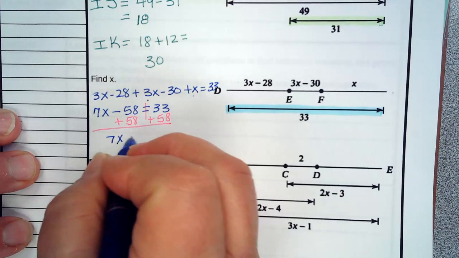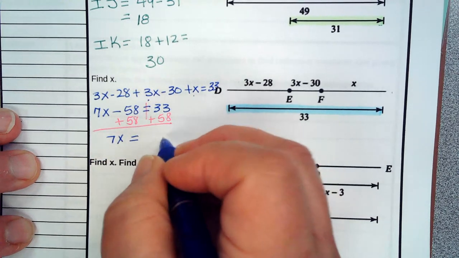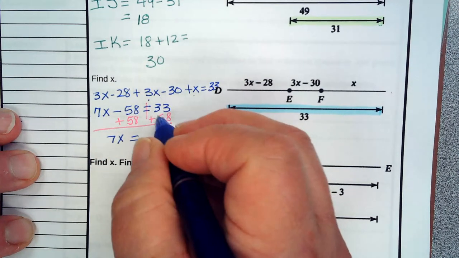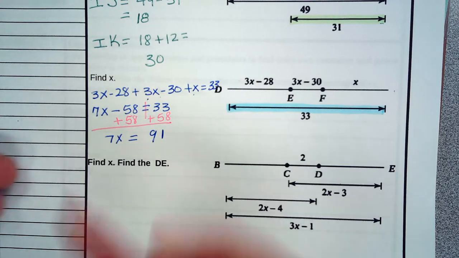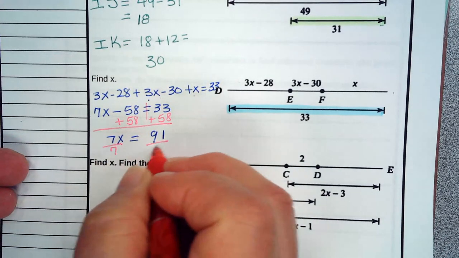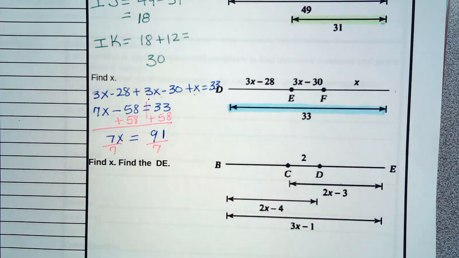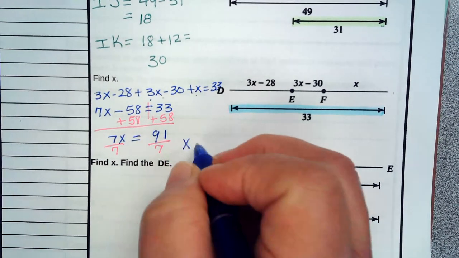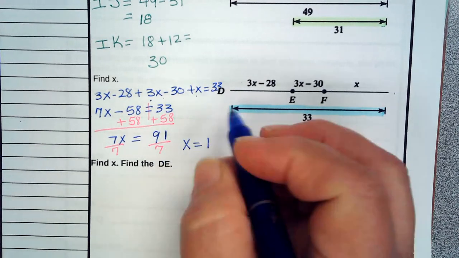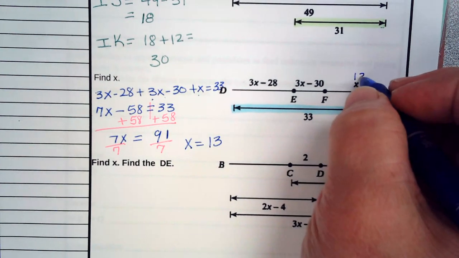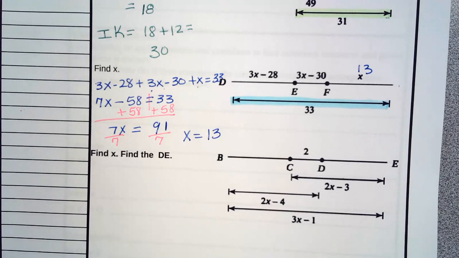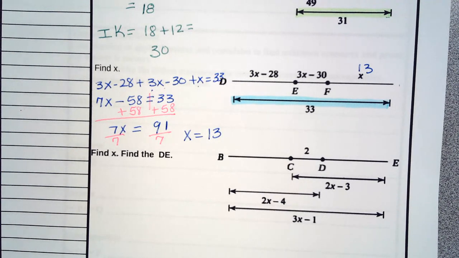7x is equal to 3 plus 8 is 11, carry the 1, 8 plus 1 is 9. 91. What is 91 divided by 7? Okay, 7 goes into 9 one time. Then you'll have 21 left over. So 21 divided by 7 is 3. So we've got 13. This one is 13. If I needed to, could I find those other two lengths? Well, yeah, I would use substitution.